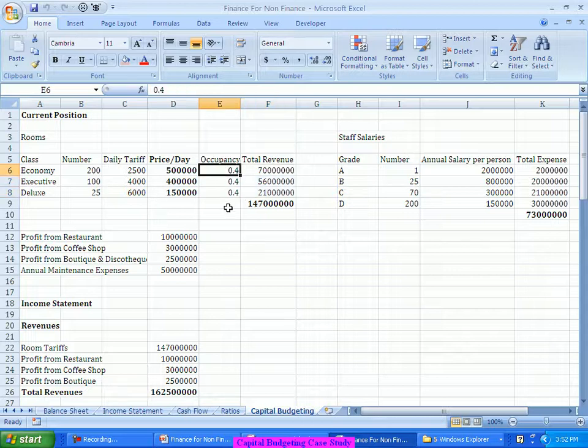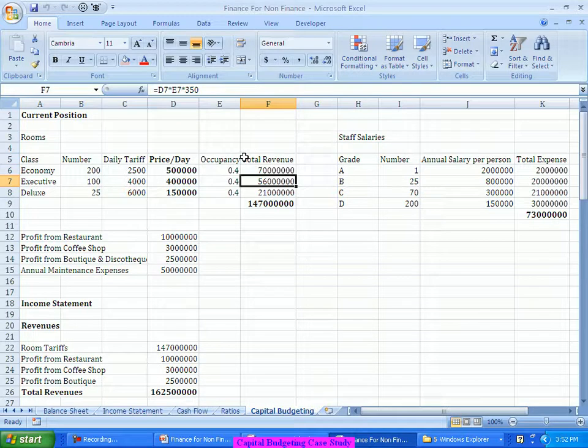Occupancy rate is 40%. So out of the 350 days, 40% is the occupancy, which means probably 140 days they are booked. So per day you are getting 5 lakhs, because there are 200 rooms, 2,500 per room. 5 lakhs into 140 days is giving you almost 70 lakhs. No, 7 crores. 7 crores.